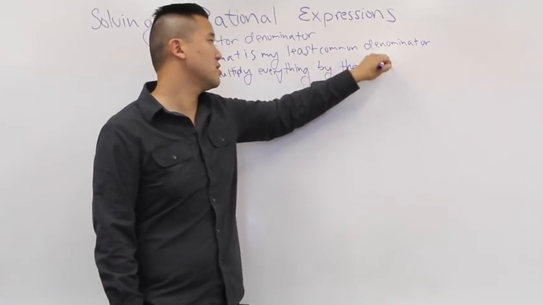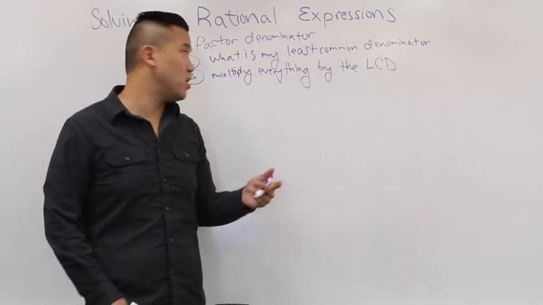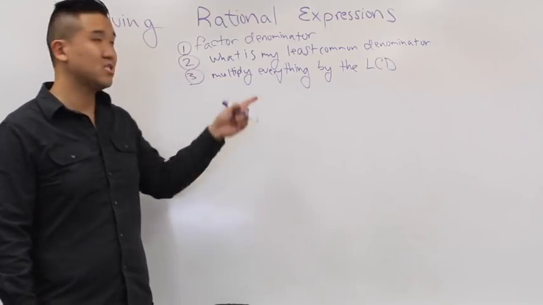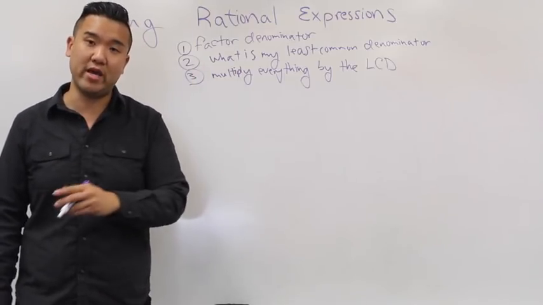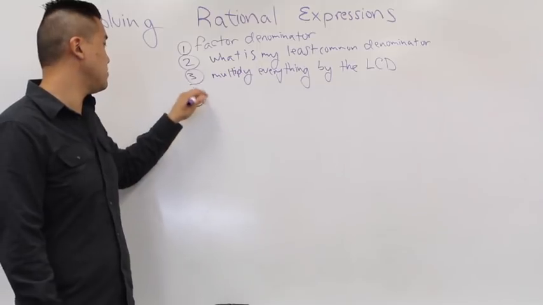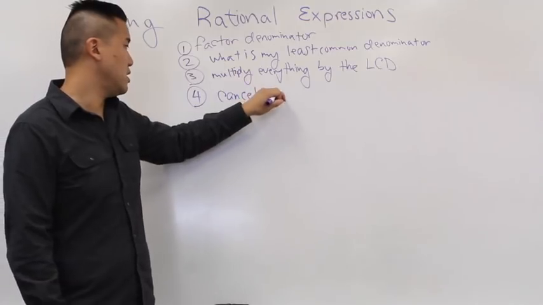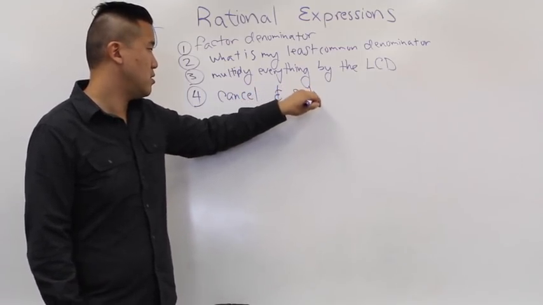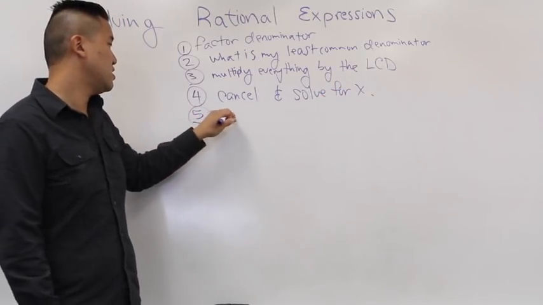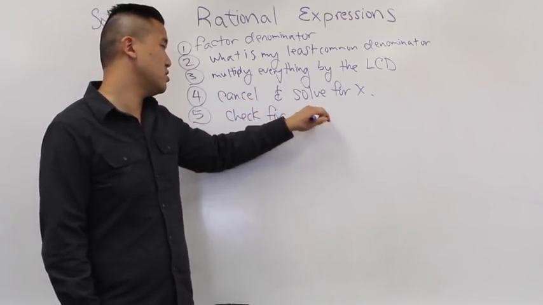I'm going to say LCD. Least common denominator. The reason why we do that is because if you multiply everything by the least common denominator of the whole problem, things will cancel out. The denominator will all go away, which makes the problem a lot easier. And then the fourth step is to cancel and solve for x. Last step I would say is check for extraneous solutions.